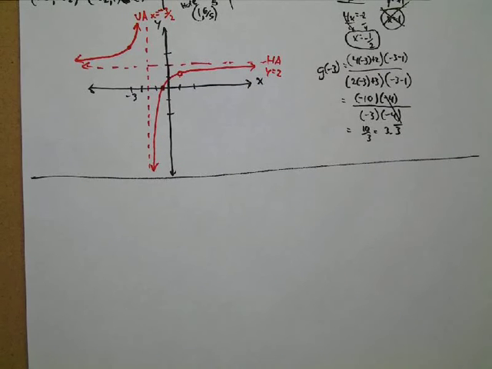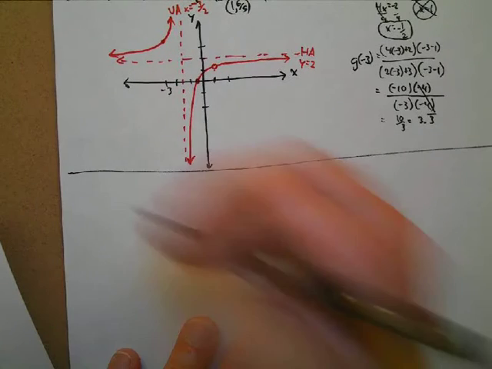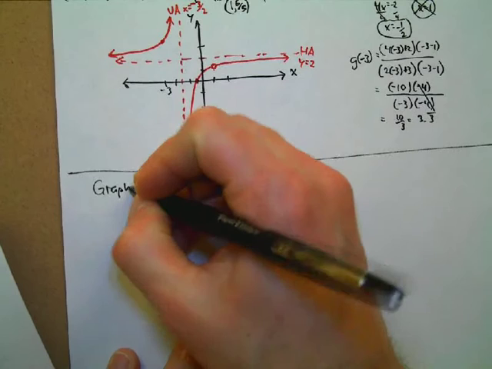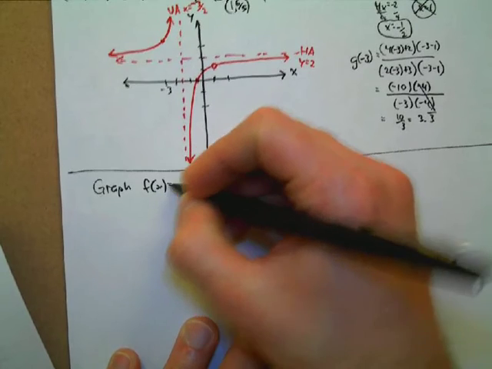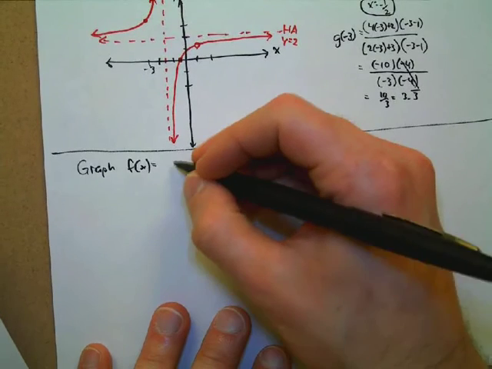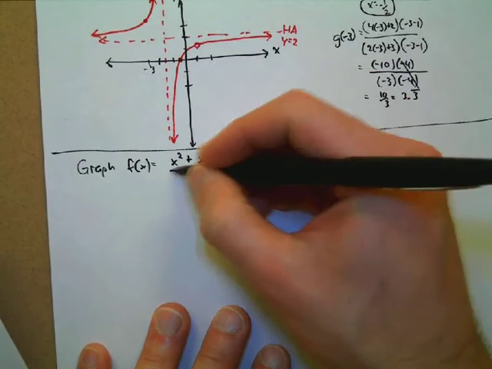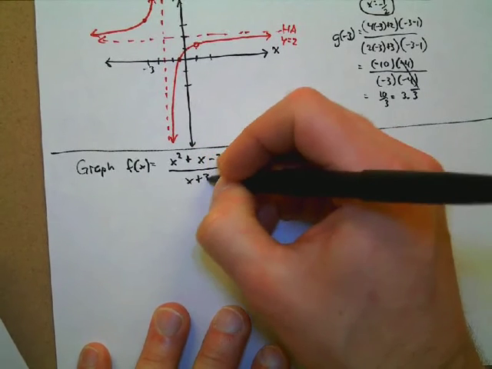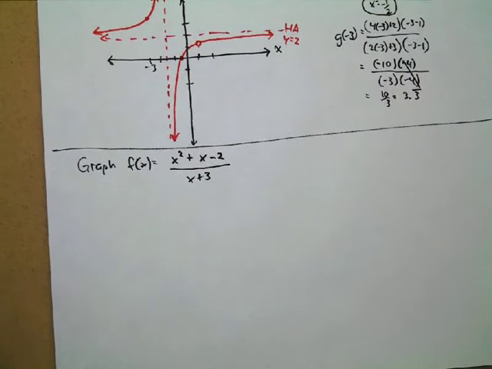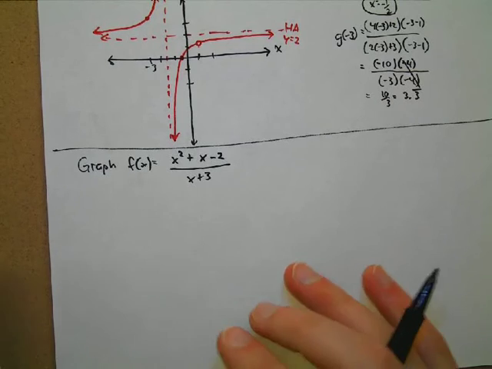And this one I'll change it up a little bit here. Make it a little more interesting. Here we go. Graph f of x equal to x squared plus x minus 2 all over x plus 3.